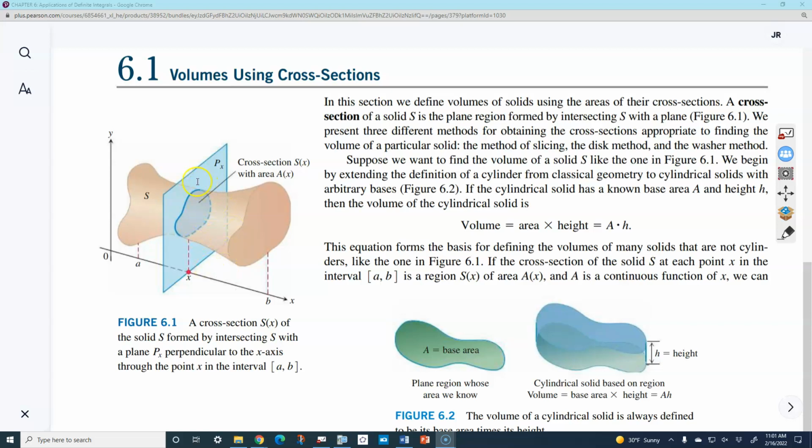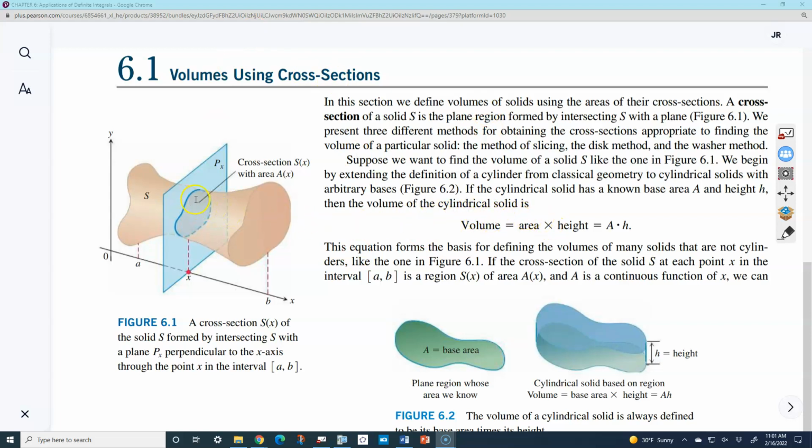Cross section would be if you cut that shape and stared into where you cut it, what shape would that be? So if we cut a sphere down the middle and stared into it, what shape would we see? We would see a circle. If we cut a Snickers bar down the middle and stared into it, what shape would we see? Roughly a rectangle. So those are called cross sections.